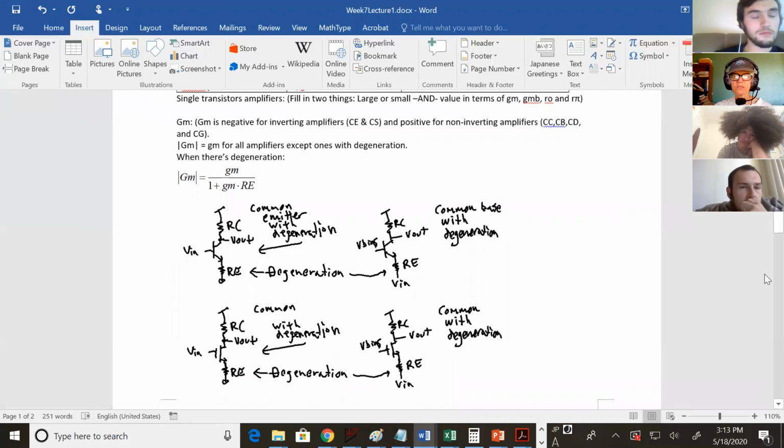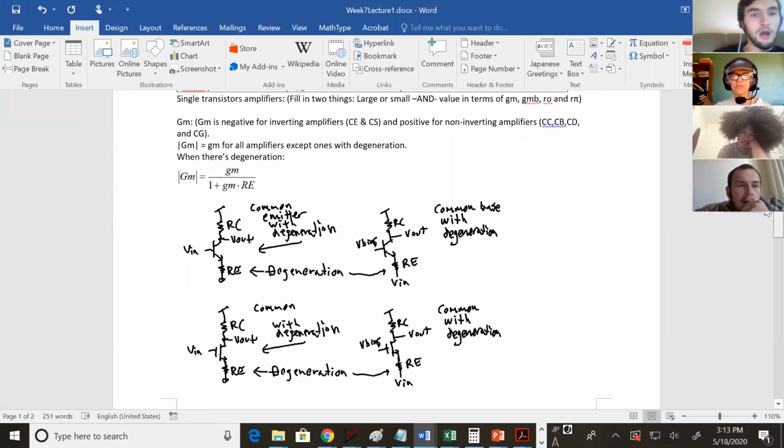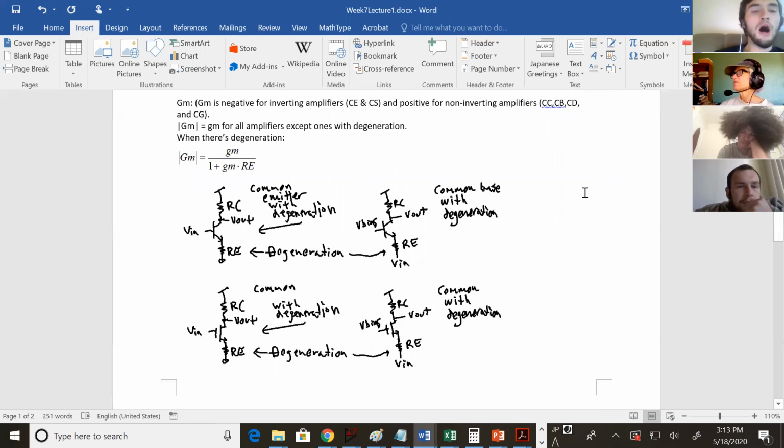So for all circuits except those with degeneration, GM is just little gm. And if it's inverting, then it's minus little gm. If it's not inverting, then it's positive gm. And these are the 4 circuits that can have degeneration. So common collector is not one. You can have a common emitter with degeneration.